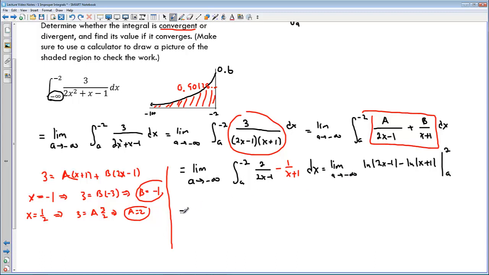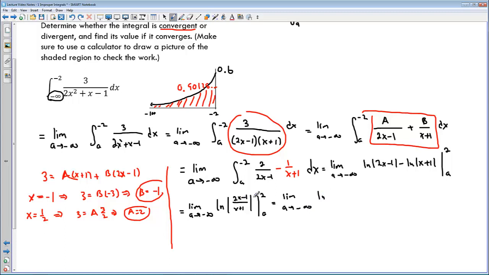And then this is equal to, now you could plug in your limits of integration at this point if you want to, but it's a little bit simpler if you use the log laws. So the log laws say if you subtract logarithms, you divide on the inside. So I'm going to rewrite this as a single logarithm. It'll save me some work in the end. So absolute value of 2x minus 1 divided by x plus 1. And I'm going from a to -2. Now I plug in my limits of integration, so the limit as a goes to -infinity, and I get ln.